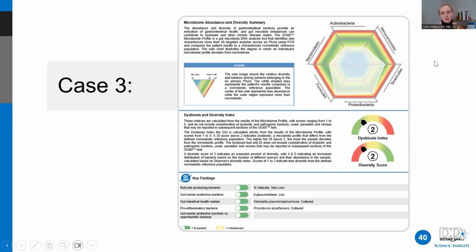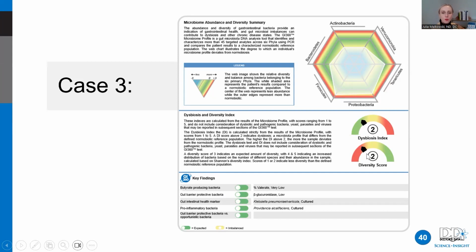Here we see that we do have an issue with diversity. Abundance looks okay though, because if it was just pushed up a little bit, it would probably be the same amount of surface area, but this diversity is off. So dysbiosis is not there, but diversity is too low.